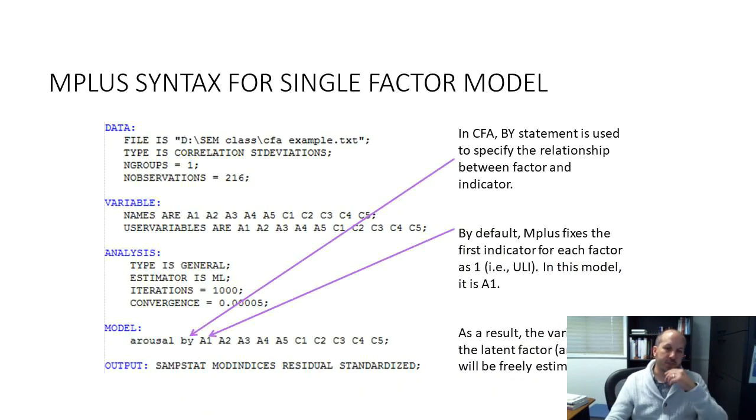So here's the syntax for this. We're going to use the BY statement to indicate it's a factor, and then not having any extra syntax around A1 or arousal. We're just going to be doing ULI. That's the default in here. You can see in the output we have sample stats, so that'd be your sample statistics, mod indices, so you get modification indices, residual, and standardized. However, I'd recommend you do STDYX instead of standardized in there. And again, for mod indices, that 3.84 would be helpful to do as well.